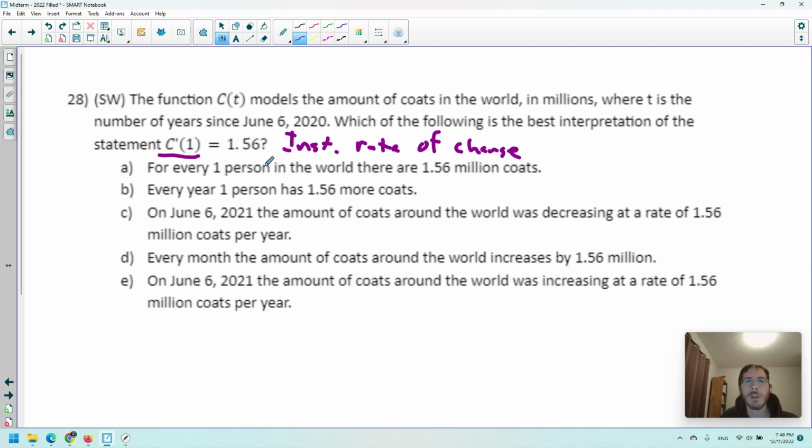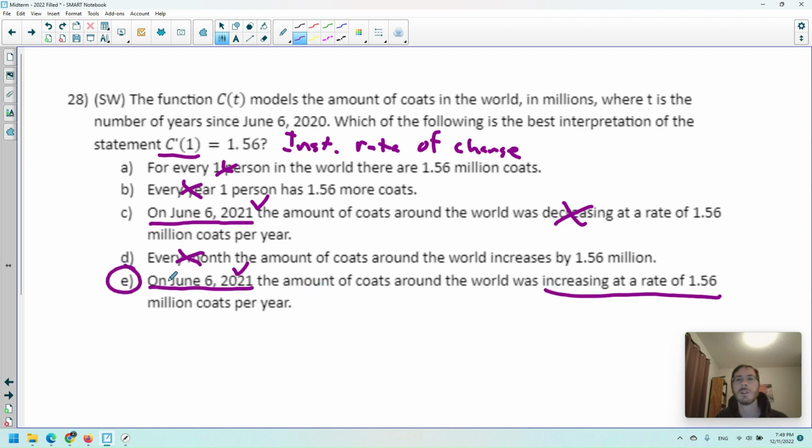So for every one person, that's not what we're looking for. Every year, that's not what we're looking for. We're looking for that very specific 1 year after. On June 6, 2021, that's what we're looking for. Amount of coats in the world was decreasing. That's not what we have because we have a positive number. So we have a positive rate of change. Every month, that's not what we're looking for. We're only looking for just at that specific date on June 6, 2021. So again, that's what we're looking for. Amount of coats is increasing at a rate of 1.56 million coats per year.